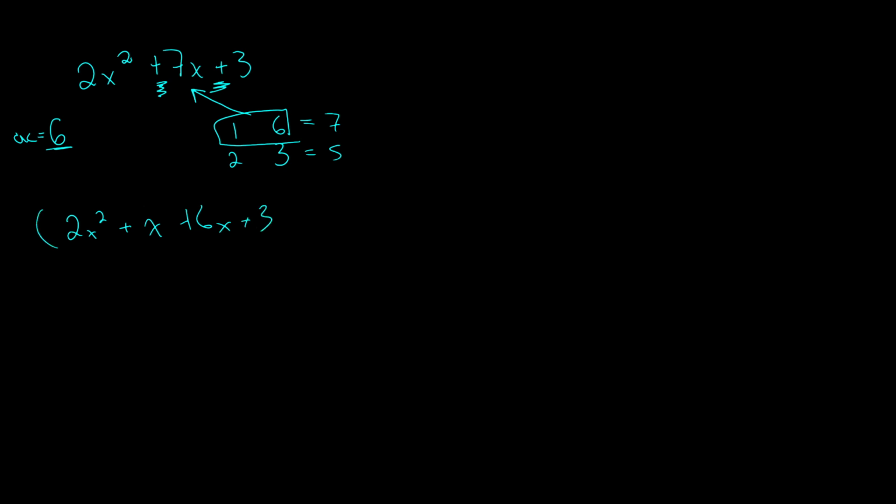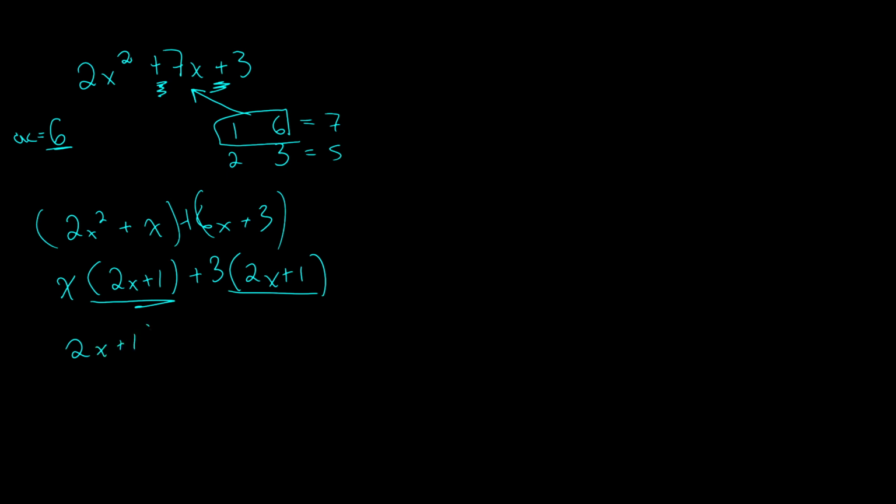Now I'm going to group these into little groupings here. And both of these have an x. So I'll pull out an x, and I get 2x plus 1. Now, what I want is to be able to pull out something that makes this a 2x. Well, that's 3. So I'll pull out a 3, and I get 2x plus 1. These are the same. So I'll pull that out front, and that leaves inside x plus 3. And those are my factors for this.